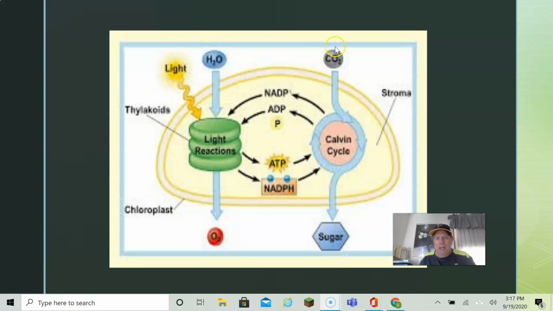Now, what happened to that energy that we used in the Calvin cycle? What got depleted? Now, these energy carriers have to go back over to the thylakoid to get more energy. Guys, this is just a short overview of what happens in photosynthesis, and just sit back and enjoy the ride.